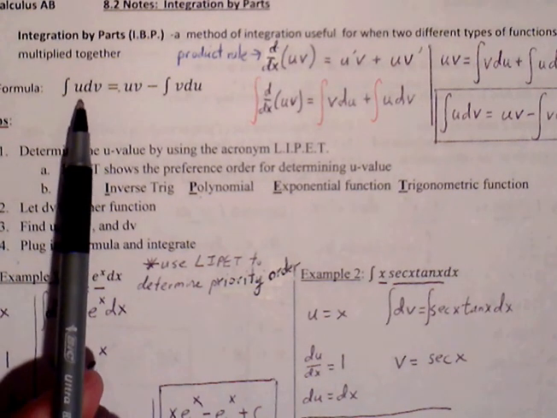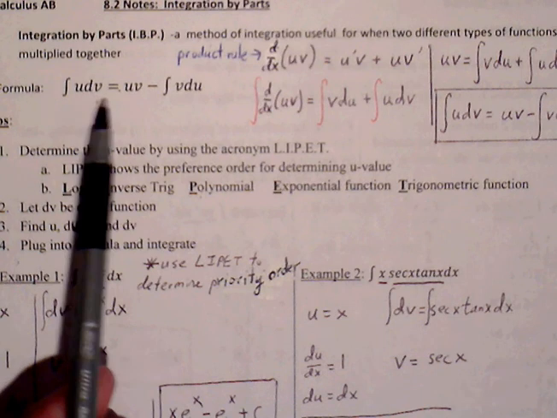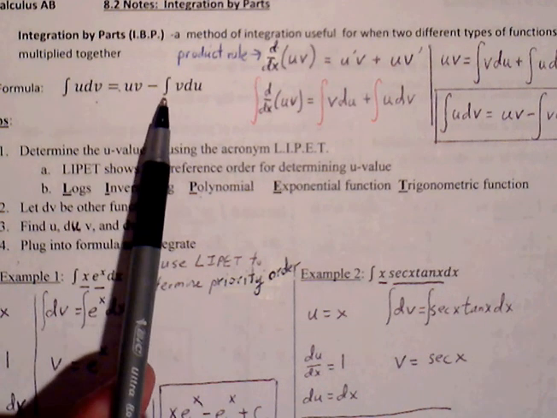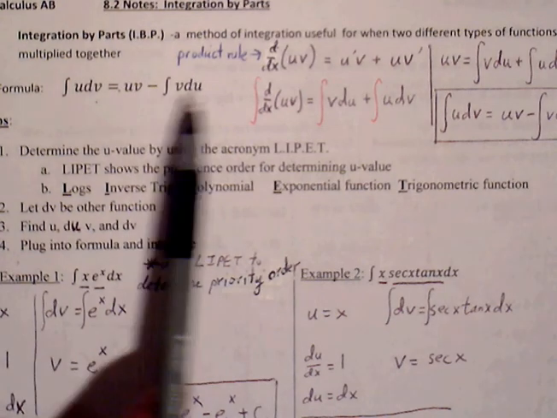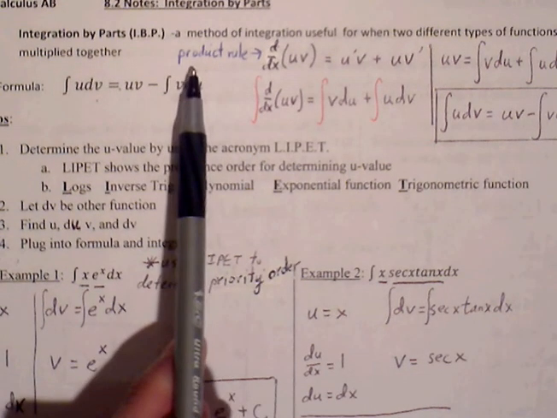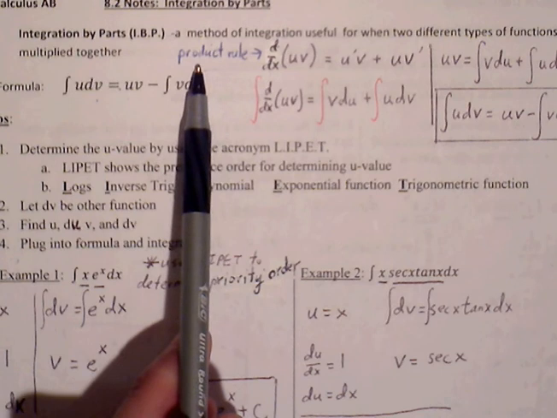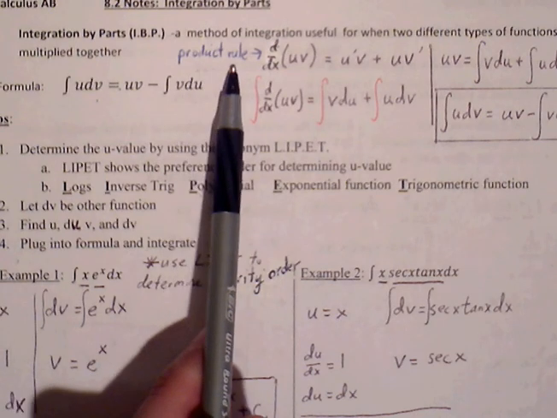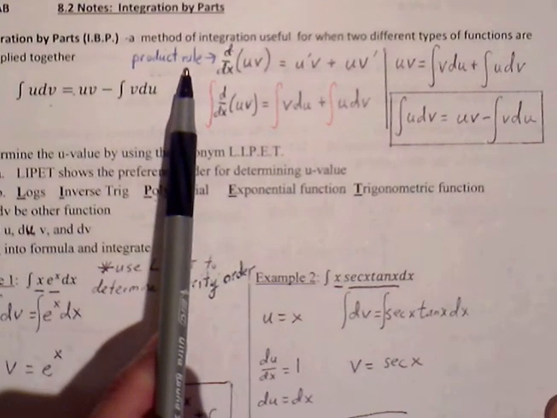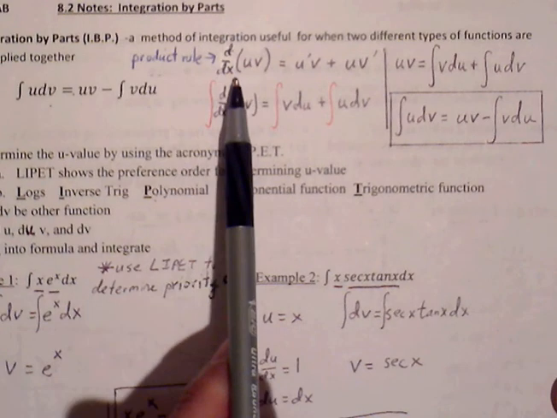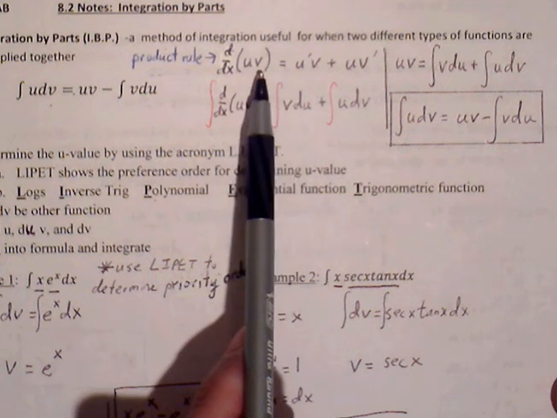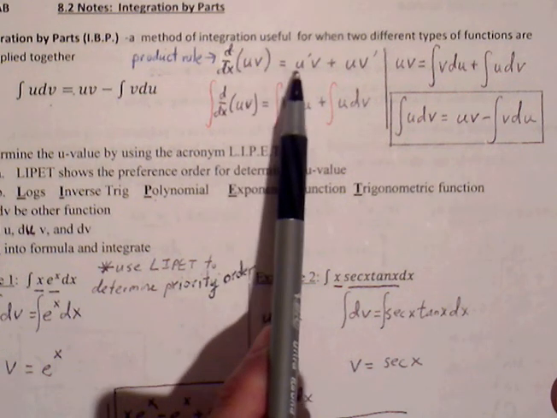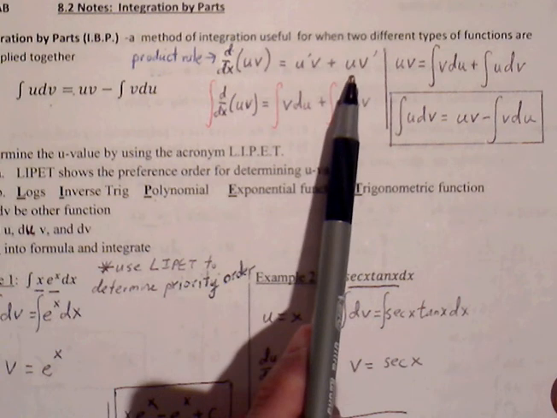The formula says this: the integral of u times dv is equal to u times v minus the integral of v times du. This formula actually comes from the product rule, the product rule for derivatives that we learned in first semester. To show where it's coming from, the derivative of uv is u prime v plus u times v prime.